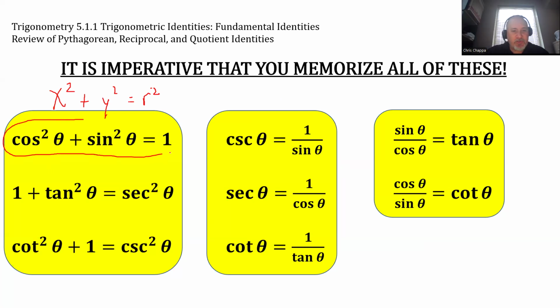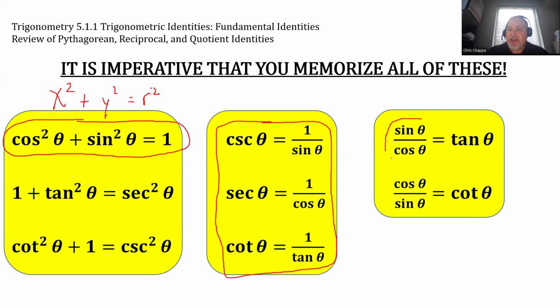Start with cosine squared plus sine squared equals 1, all of the reciprocal identities, and sine over cosine equals tangent. The reason I recommend starting with these is that the other three are easily derivable from these five. As I already mentioned, you can derive the second quotient identity by reciprocating both sides of the first one.